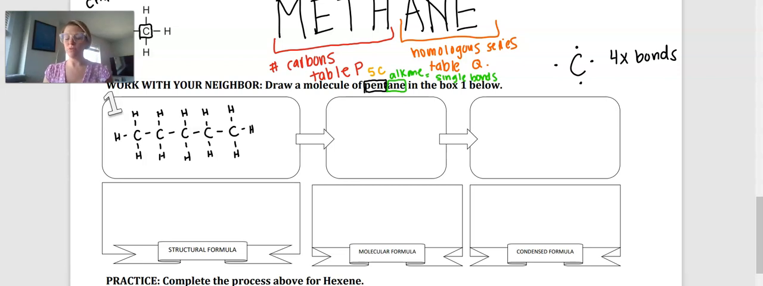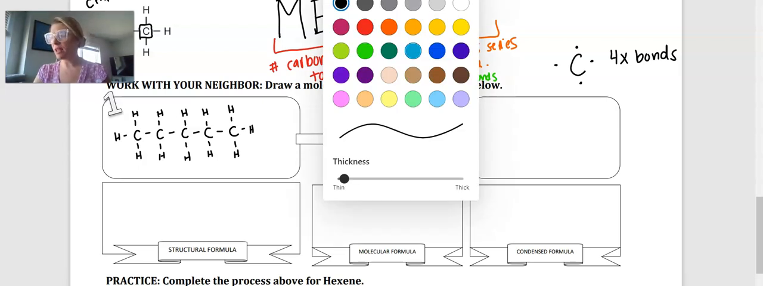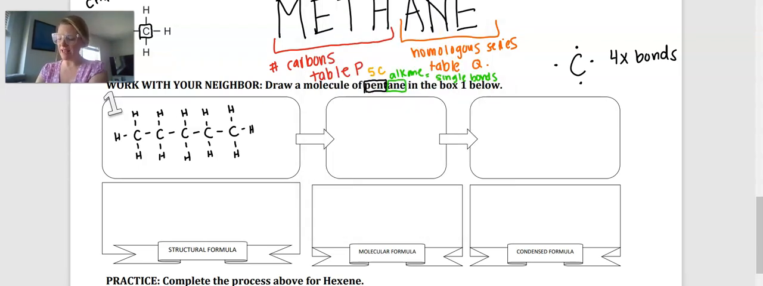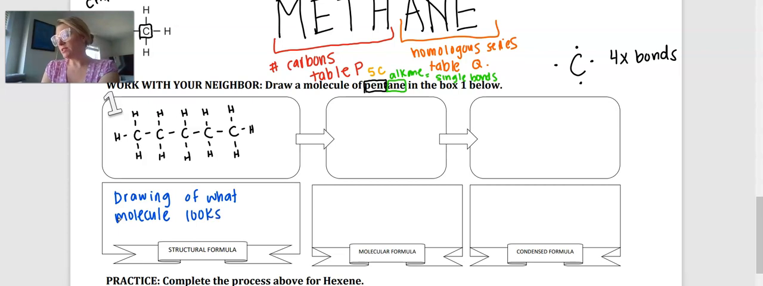Now this picture of what we just drew, the Lewis dot structure, is also known as the structural formula. Our structural formula can be defined as the drawing of what the molecule looks like. Structural formulas can be very helpful, as we've discussed plenty of times in the year. They can tell us the polarity of a molecule, so we know whether or not it's going to dissolve in water. It can give us information about whether it has a high or low boiling point. We can get a lot of information from our structural formula.